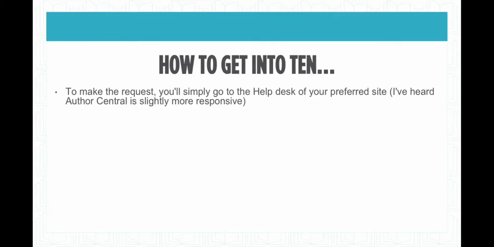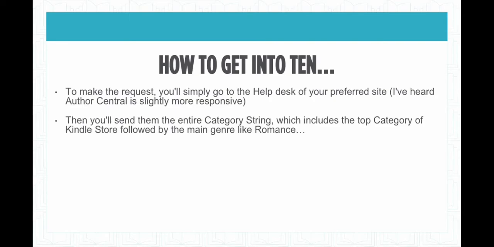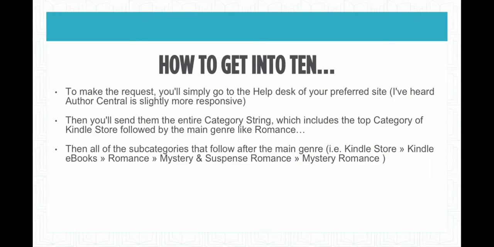How do you get into 10? Well, to make the request, you'll simply go to the help desk of your preferred site. I've heard Author Central is slightly more responsive here. Then you're going to send them the entire category string. This includes Kindle Store, followed by Romance, followed by all the other subcategories. Kindle Store, Kindle eBooks, Romance, Mystery and Suspense Romance, Mystery Romance. That is what the store wants to get. That is what the help desk wants to receive from you in order to put you in that category.